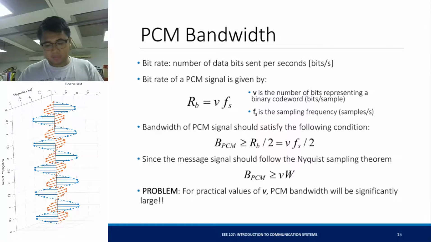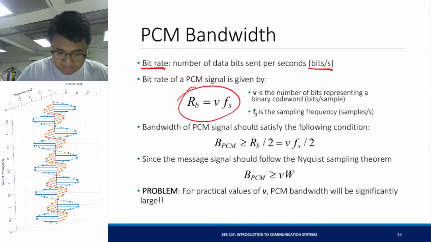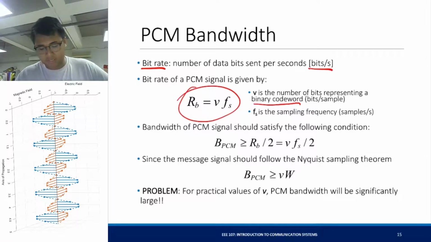So the PCM bandwidth is dependent first on what we call the bit rate. The bit rate is the number of data bits that we can send per second, or bits per second. The bit rate of a PCM signal is given by this, where V is the number of bits representing a binary code word, okay? And Fs is the sampling rate. So it makes sense, right?